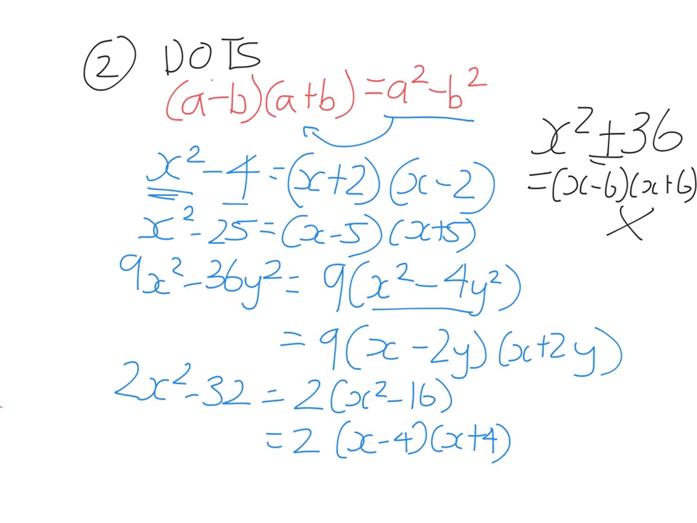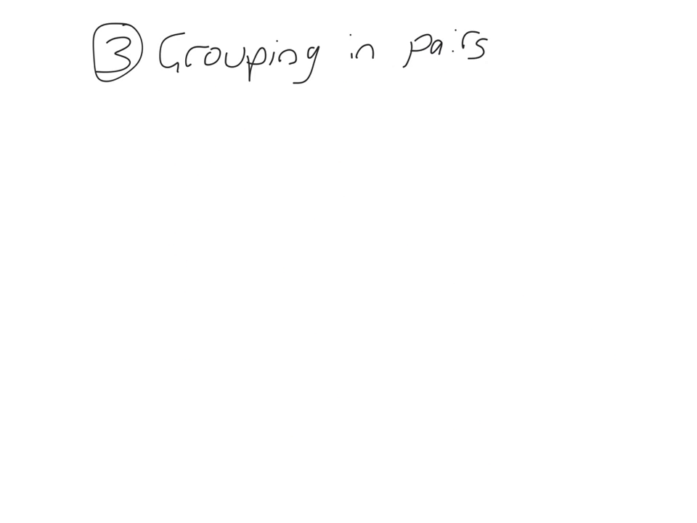Okay, I will now show you the third type of factorization that we're going to learn today. So what we're going to do now is look at grouping in pairs, and this is where you have, say, four terms. And what you do is you group them in pairs. You factorize the first two terms separately and then the last two terms separately.